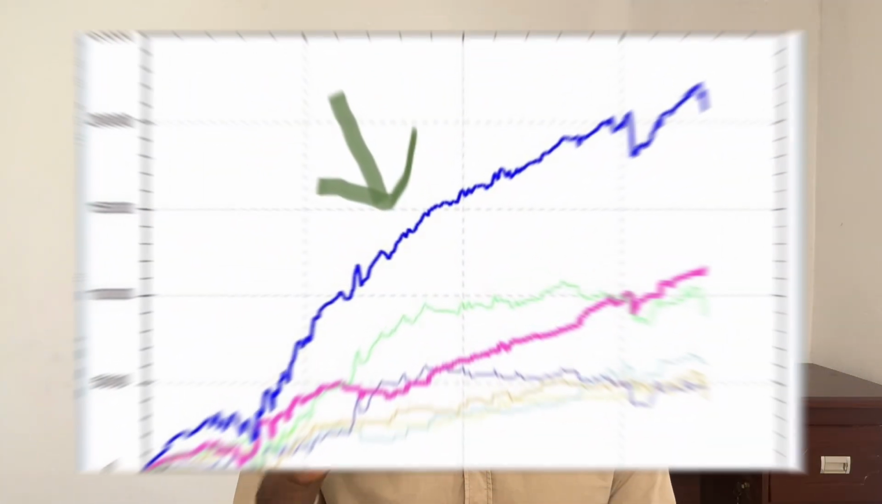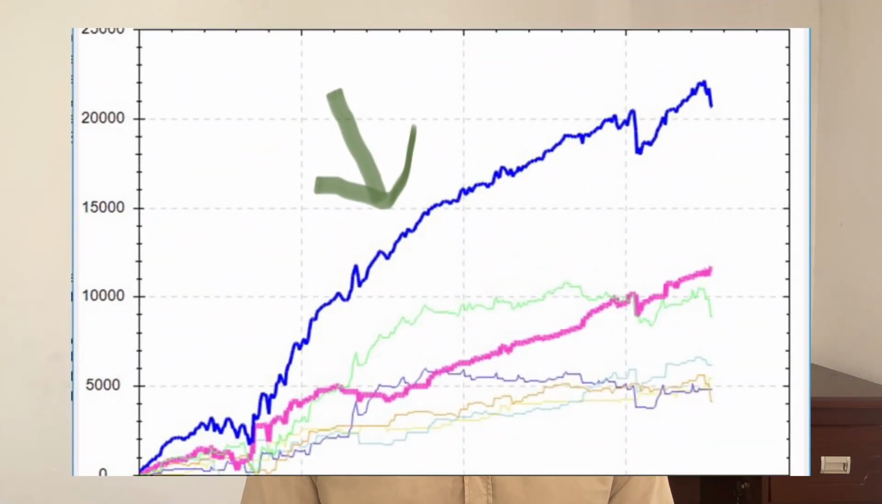I'm going to walk you through an investment strategy that you probably haven't ever heard before. It's an investment strategy that has outperformed every other investment strategy known to man over the past 200 years. It has left all other investment strategies in the dust.